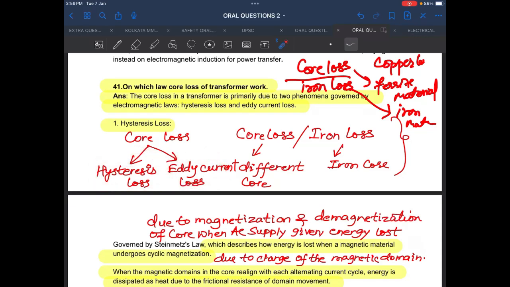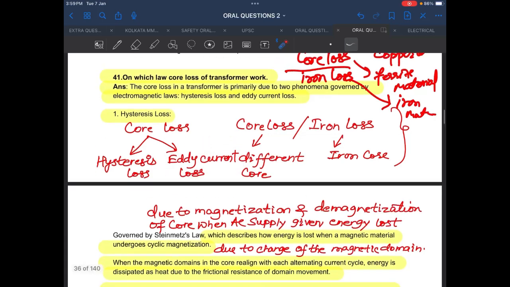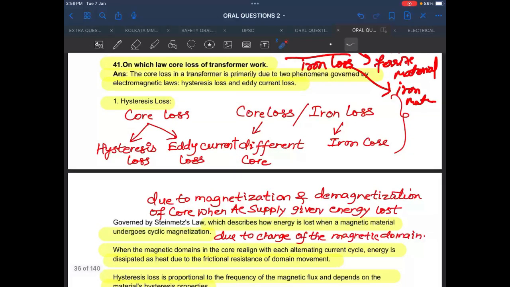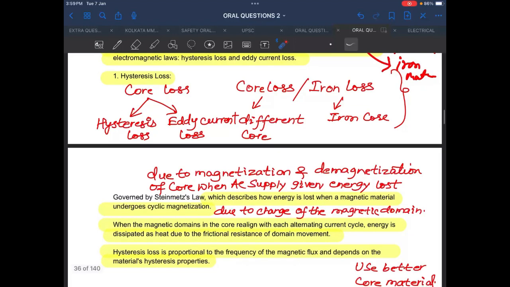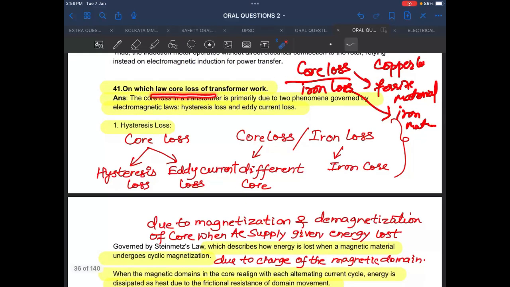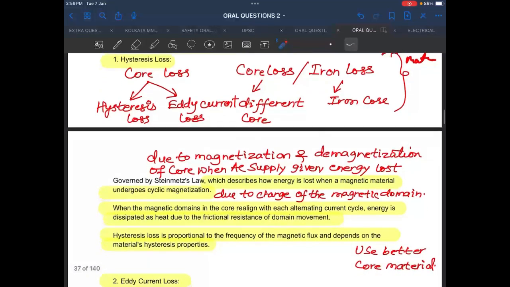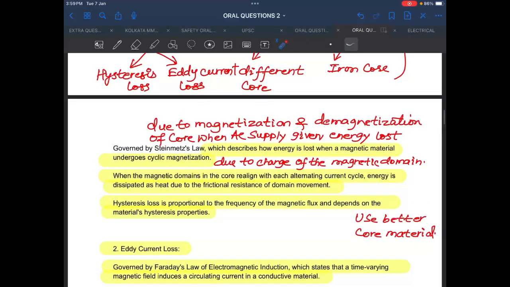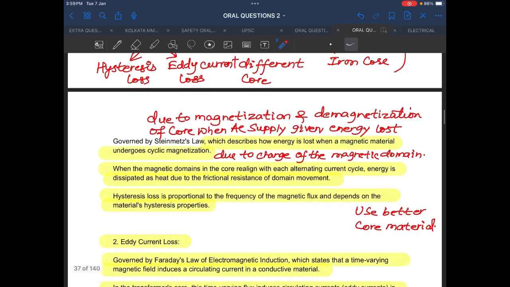Okay, I already explained hysteresis loss and eddy current loss before, but I will just explain a little bit. Hysteresis loss is a core loss. Basically, on which law does the transformer core loss work? Two phenomena are there: hysteresis loss and eddy current loss. These are basically the two phenomena.